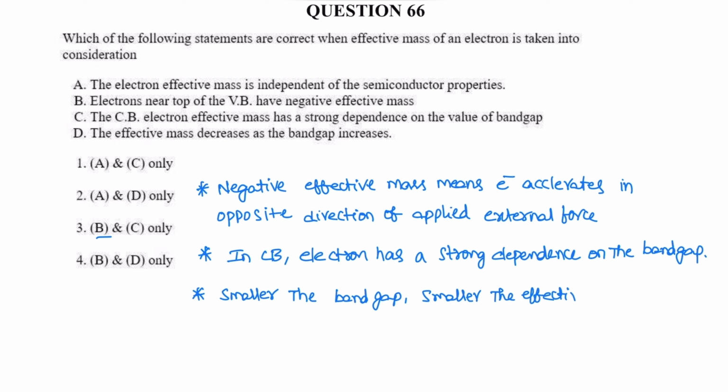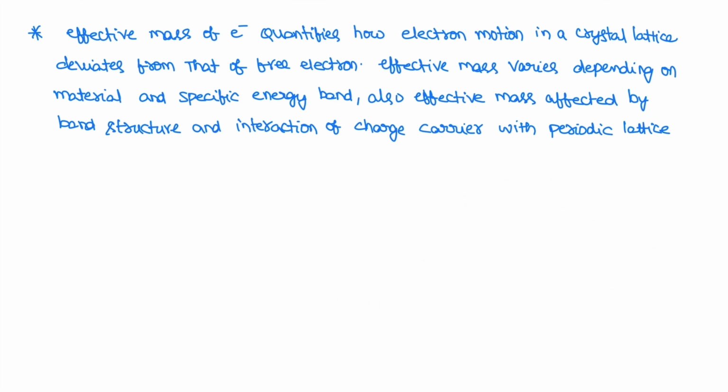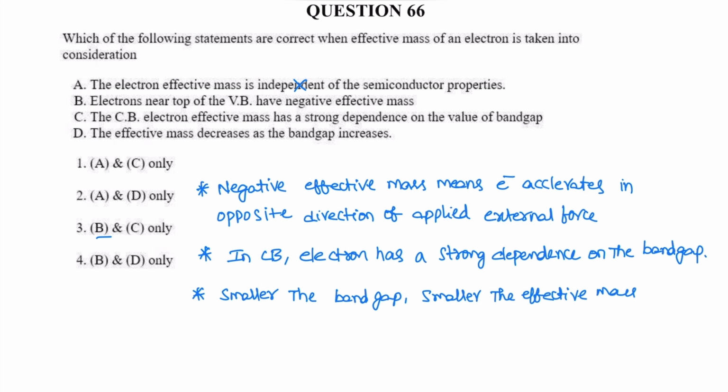Okay. The first statement says the electron effective mass is independent of semiconductor properties. So it is wrong, it is purely dependent on semiconductor properties. The effective mass of electron quantifies how electron motion in a crystal lattice deviates from that of a free electron. Effective mass varies depending upon the material and specific energy band, and it is also affected by band structure and interaction of charge carriers with the periodic lattice. So statement A is wrong.